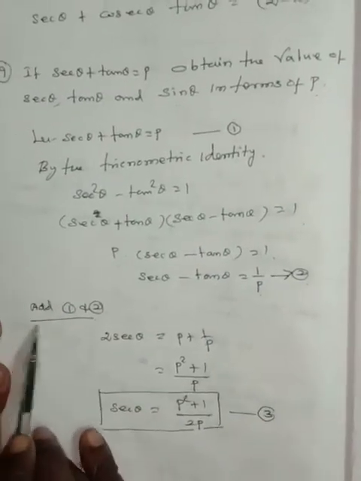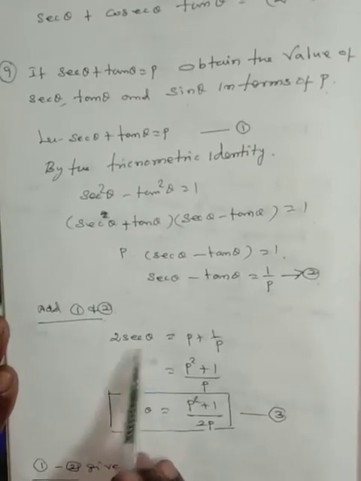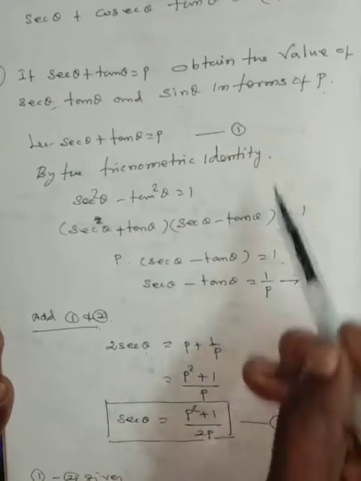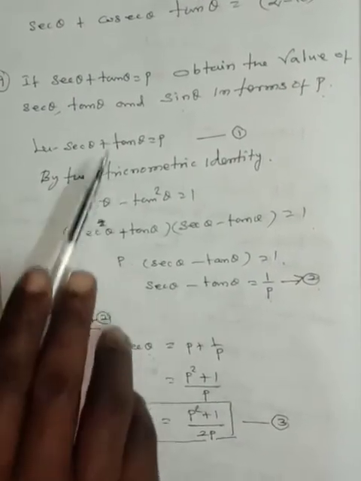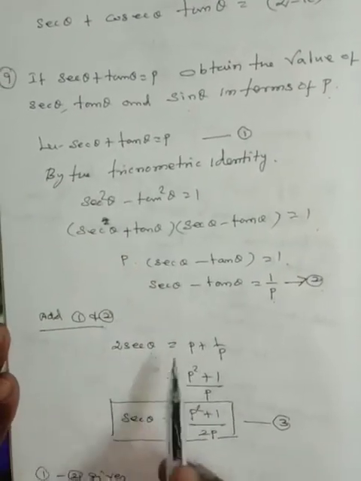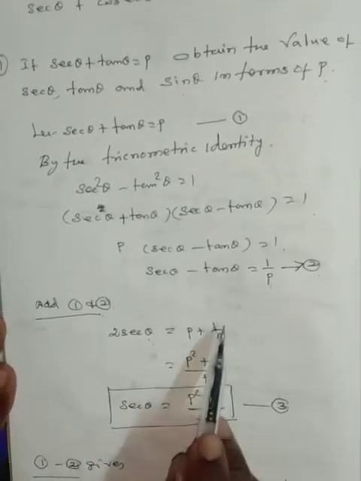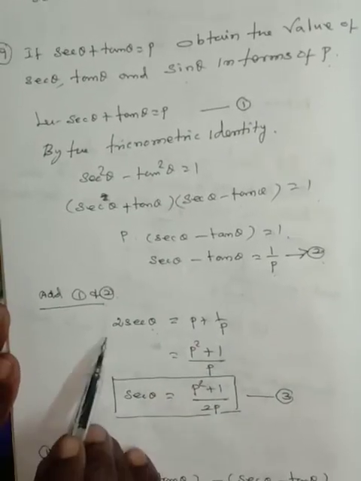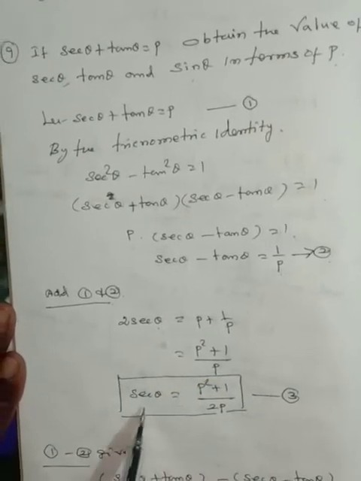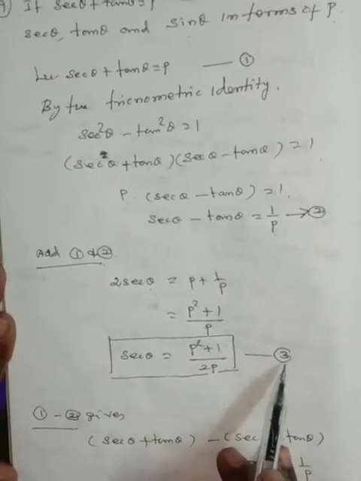Okay. Add 1 and 2. Add equation number 1 and 2. We get secant theta plus secant theta, 2 secant theta. Tan theta minus tan theta is cancelled. Therefore 2 secant theta is equal to p plus 1 by p. Taking LCM on the RHS, we get p square plus 1 divided by p. Now divide through by 2 on both sides, we get secant theta is equal to p square plus 1 divided by 2p. Number this as 3.